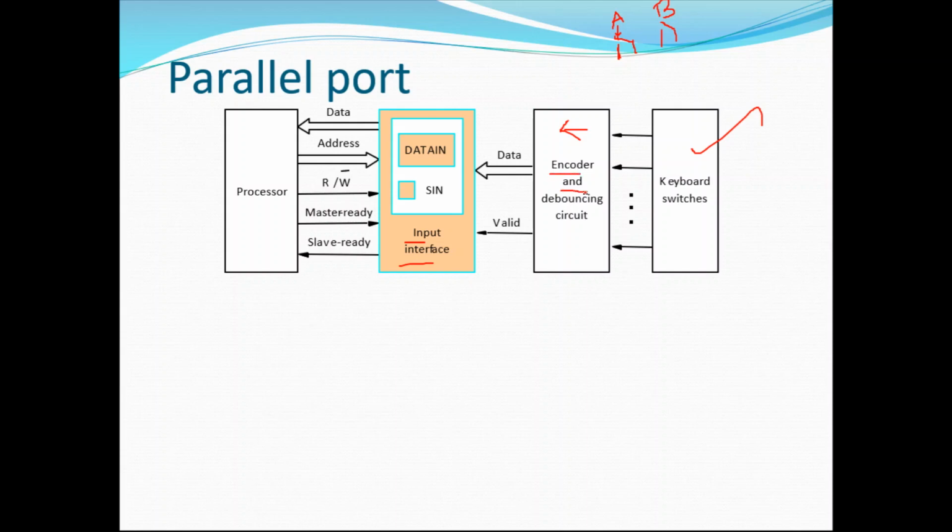The job of the encoder and the debouncing circuit is to identify the key that is pressed, and also to find out the respective ASCII value of that key. Every key will have an ASCII value. So the encoder circuit should identify the key and the corresponding ASCII value of that key.